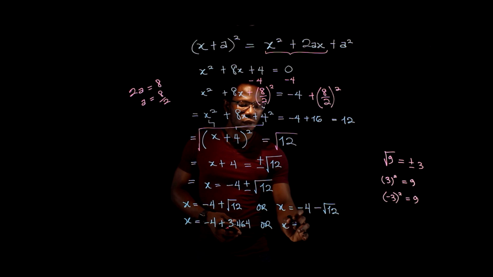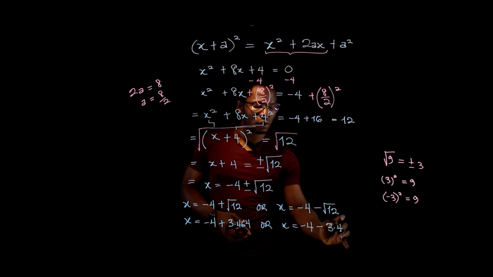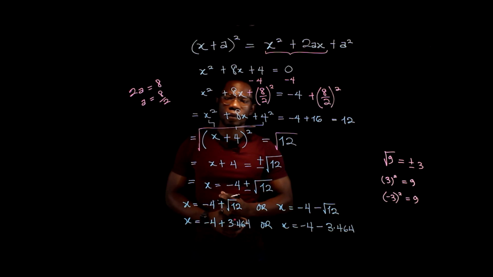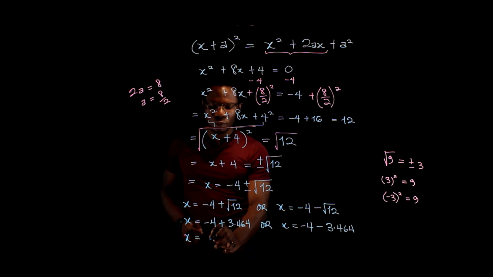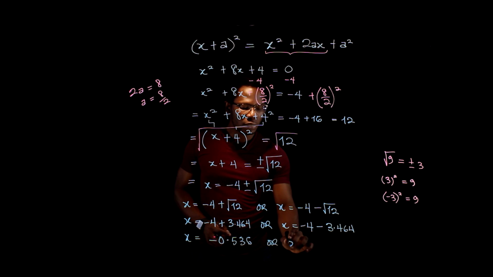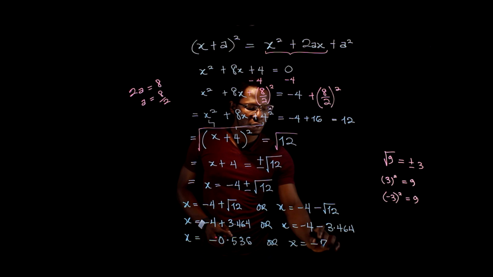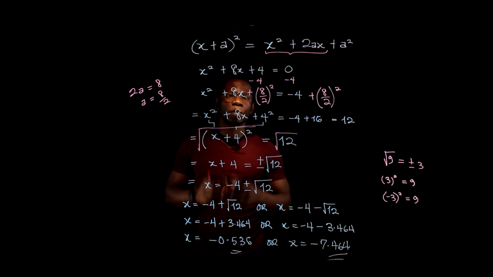Or x is equal to minus 4 minus 3.464. So either x is equal to minus 0.536 or x is equal to minus 7.464. Now those are the two solutions to the quadratic equation, and that's how we solve it by completing the square method.